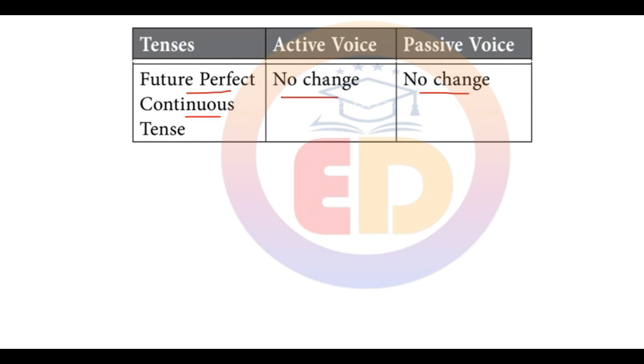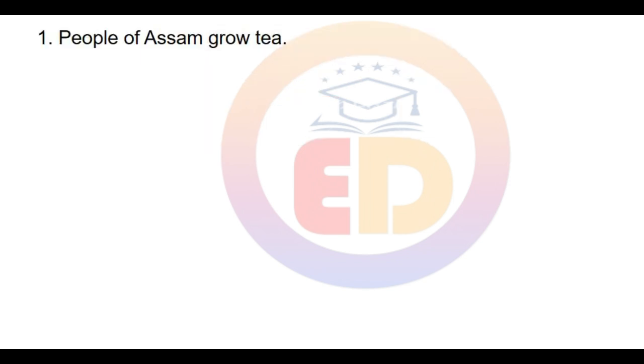Now let us see some examples of conversions. Here the sentence is given. We have to first identify whether it is an active voice or passive voice. If it is an active voice, we will convert it into passive voice. If it is passive, we will convert it into active.